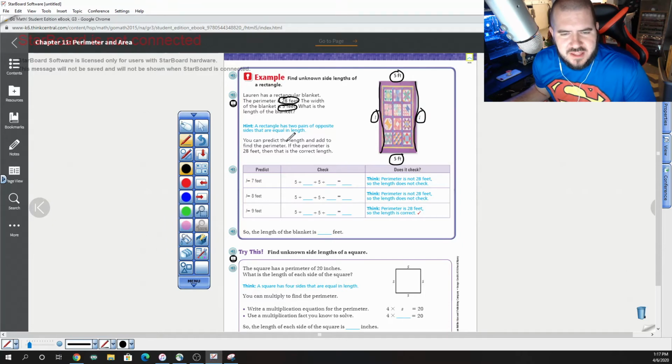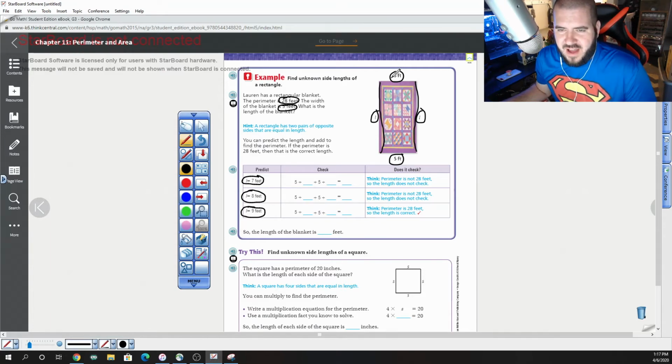So we can predict the length and add to find the perimeter. If the perimeter is 28 feet, then that is the correct length. So what we're going to do here is just predict. We're going to take a guess, add it together, and try to find something that is 28. Okay? They've given us a couple of numbers we can use to predict already: 7, 8, and 9.